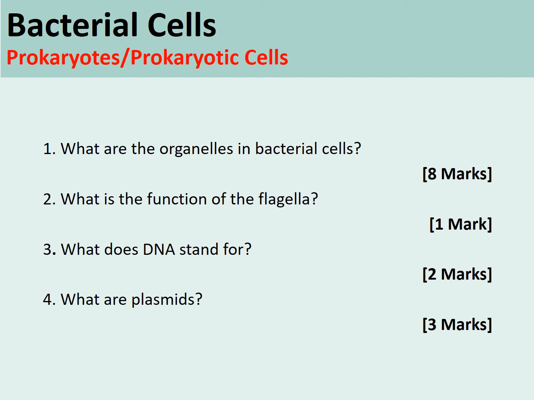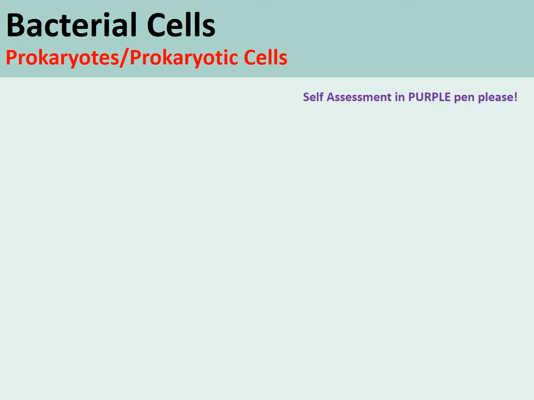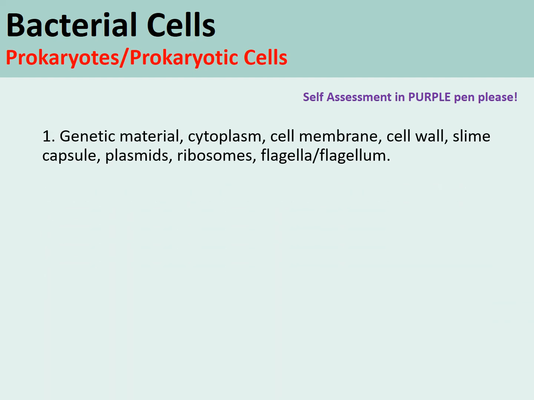Okay, so we'll go over the answers now of these 4 questions. You don't need to use purple pen. If you have a different colour or a pencil, that will be sufficient. So question number 1, the question was, what are the organelles in bacterial cells? So we have got genetic material, so you could have said chromosomal DNA, or you could have said plasmids. We've got cytoplasm, we've got a cell membrane, we have a cell wall, we have a slime capsule or a slime layer, we've got ribosomes, and we have got flagella, or one flagellum.